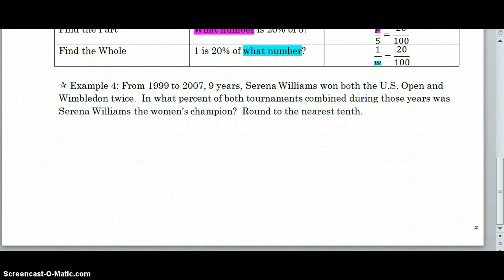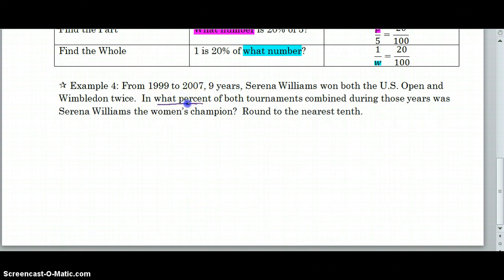So let's read this word problem. From 1999 to 2007, that's 9 years, Serena Williams won both the U.S. Open and Wimbledon twice. So in 9 years, there were 2 tournaments each year, and she won both of the tournaments twice. It's a very tricky word problem. I'm reading it a couple of times myself, so don't be ashamed if you need to read it 3 or 4 times.